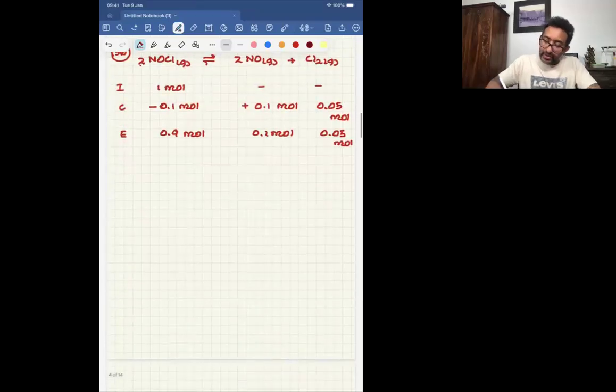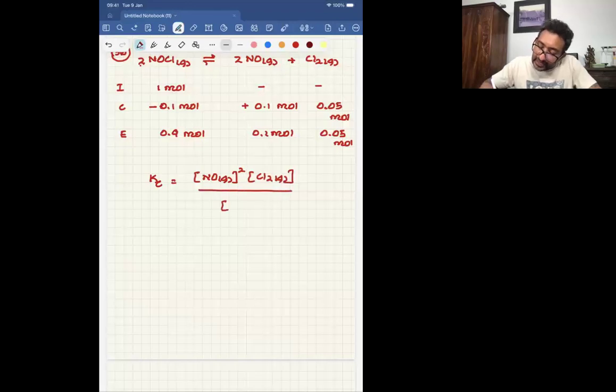Right. Okay. So now let us calculate the Kc. Kc is given as NO concentration squared, chlorine concentration to the power 1, divided by NOCl concentration to the power 2. Now, since the volume is 1, you divide by 1, so concentration and the number of moles are the same.